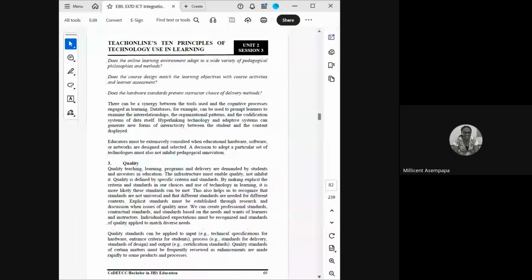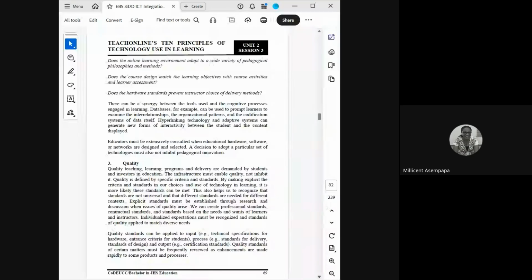So quality is defined by specific criteria and standards. By making explicit the criteria and standards in our choice and use of technology in learning, it is more likely that these standards can be met. This also helps us to recognize that standards are not universal and that different standards are needed for different contexts.